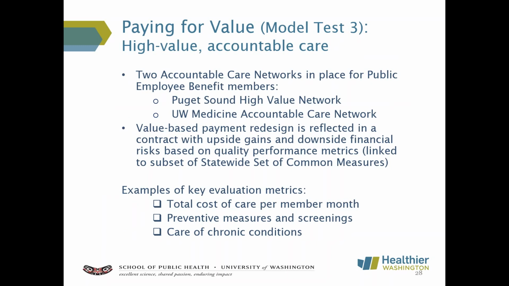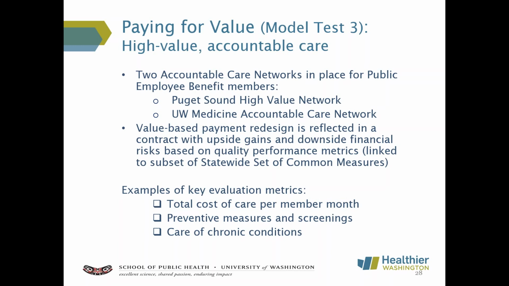The next payment model for which we are primarily accountable for evaluating is what we call Model Test 3, or Paying for Value, High Value Accountable Care. There are 2 accountable care networks that have been created in Washington in the first phase that are in place for public employee benefit members. The first, the Puget Sound High Value Network, is housed and led by Virginia Mason Health System. The second is the UW Medicine Accountable Care Network, as the name suggests, led by UW Medicine Health System.